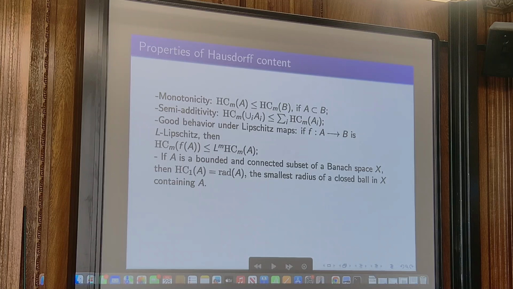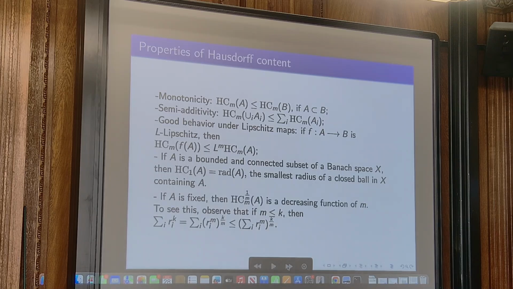Now another property. For example, if A is a bounded and connected subset of a Banach space of any dimension, its Hausdorff content, say with the number 1, will be just equal to its radius, because in dimension 1 it doesn't harm to merge overlapping balls that are used to cover A. Now, the next property is very easy, but maybe not immediately obvious. If we consider linearized quantities HCm to the power 1 over m, we are getting a decreasing function of m, which immediately follows from the Minkowski inequality.